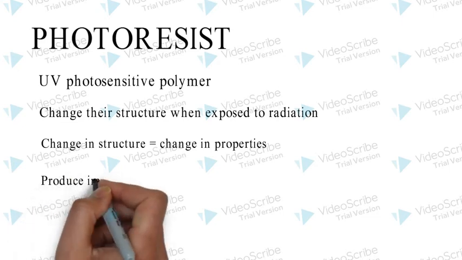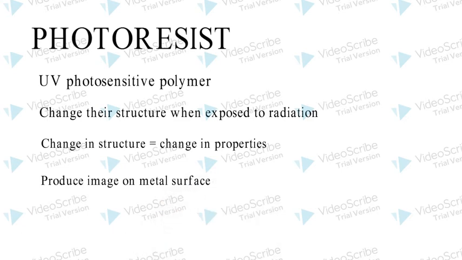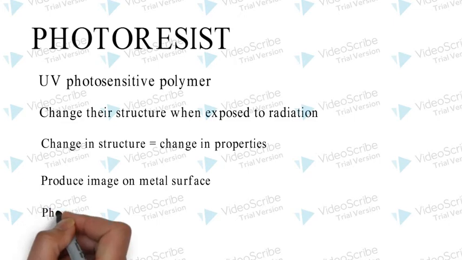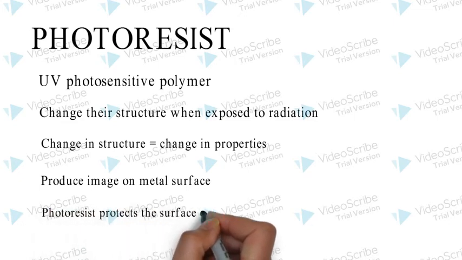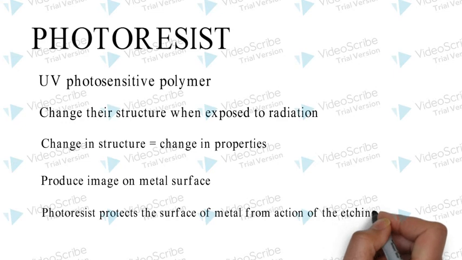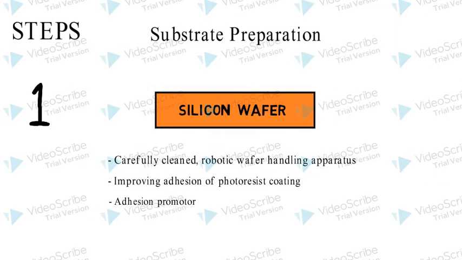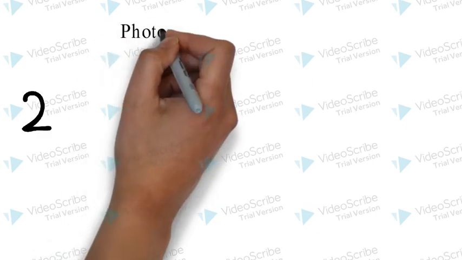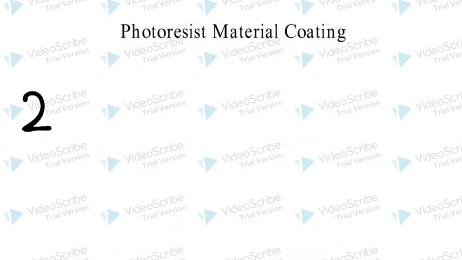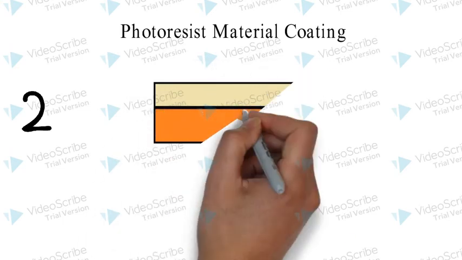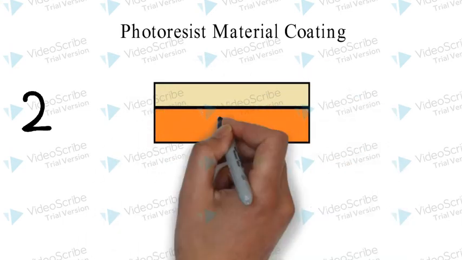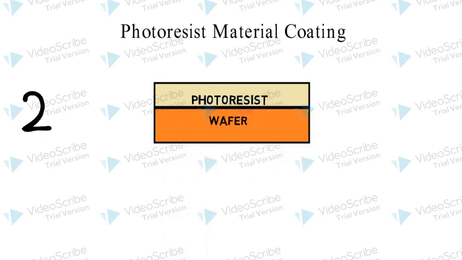This property is exclusively used for creating the patterns on the substrates on which the photoresist is coated. Additionally, they can prevent the etching action of an etching agent on the material surface or metal surface on which they are coated. So let's get back to our steps. The first step, that is substrate preparation, is done. As for the second stage, it is coating of this photoresist material on the substrate surface. So as an output, there is a wafer and there is a photoresist coating on the top of it.